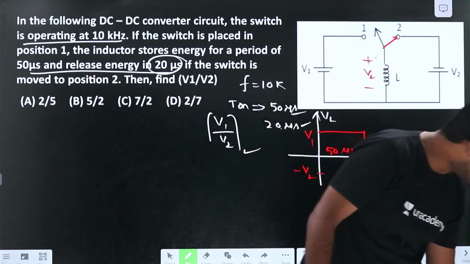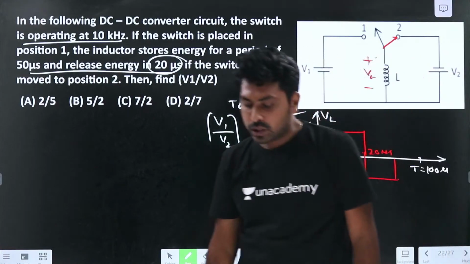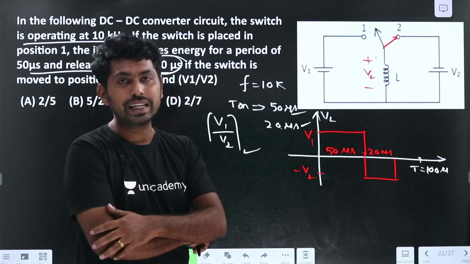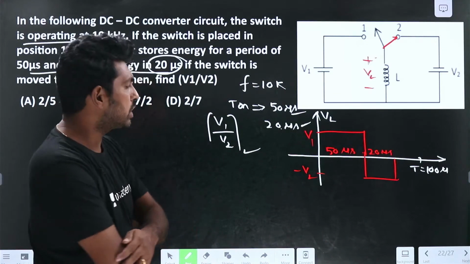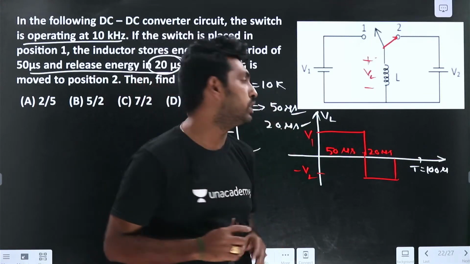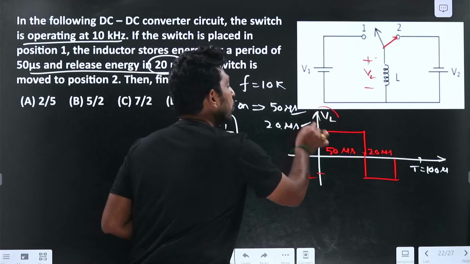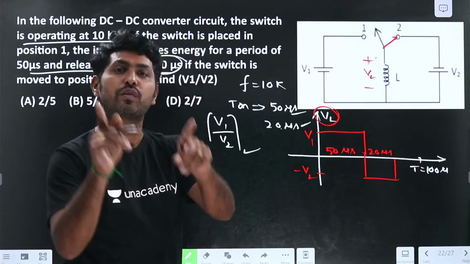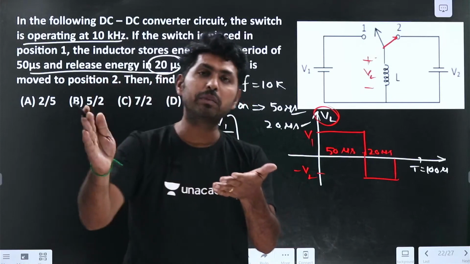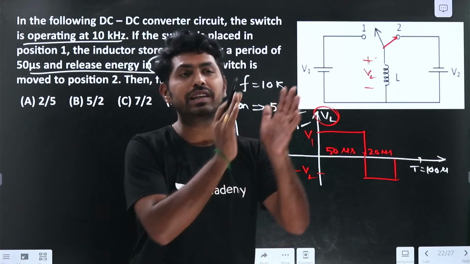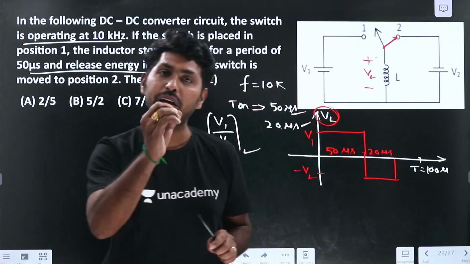Those who said discontinuous conduction mode, you are good. Is any formula needed to solve this? No, not at all. We know the volt-second balance. If you know the volt-second balance concept, that is sufficient. If any problem asks for the voltage gain, obtain the inductor voltage waveform and apply the volt-second balance.